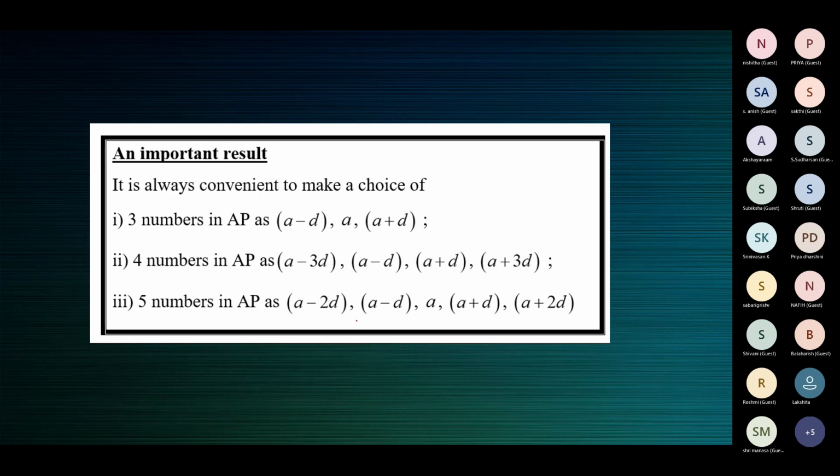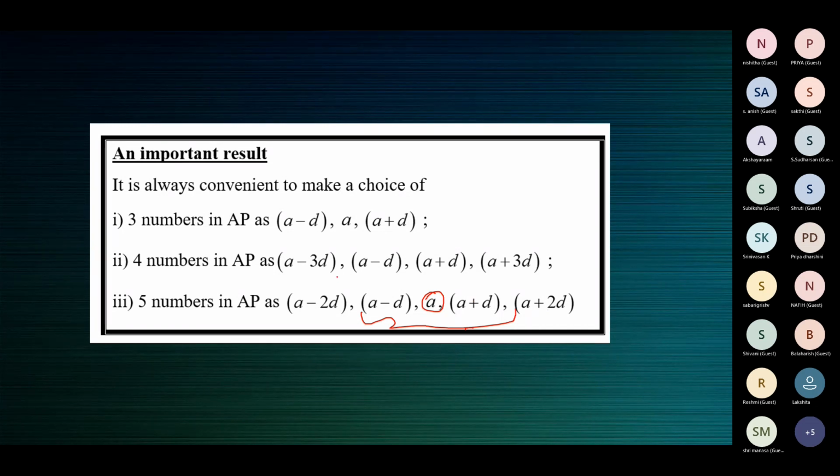These are the three. Now, if you want 3 numbers in AP, then we go with this. You start with A, and then you write A minus D to the left and A plus D to the right. This is 3 numbers in AP. If you want 5 numbers, add A minus 2D and A plus 2D. You're following: A minus 2D, A minus D, A, A plus D, A plus 2D. Minus 2D, minus D, nothing here, plus D, plus 2D.